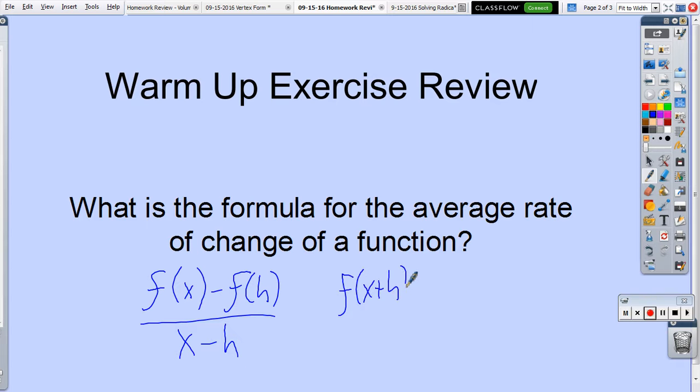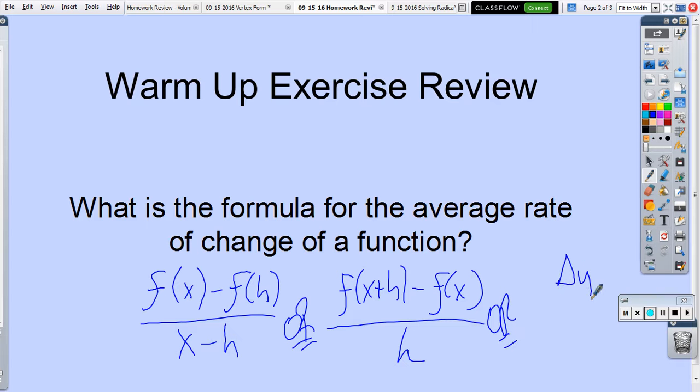What was the next one? Change in y over change in x. And this here would be what? Over h. And you put the limit in front. I'll put it, or simply say, yes. There's a lot of different ways to express it. Okay, all right, good. Nice warm up. I could have just written change in y over change in x.